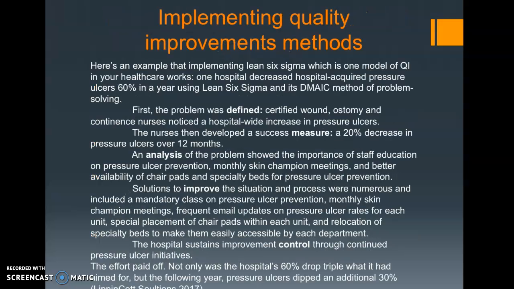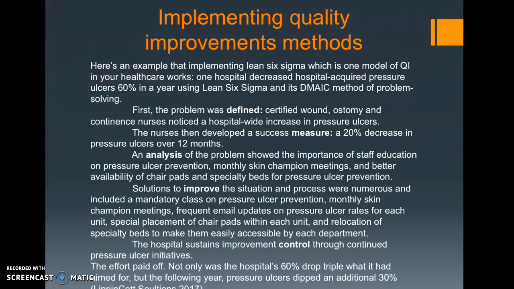Implementing QI improvement methods. There was a hospital who was trying to decrease their pressure ulcers by 60%. The method that they used was the Lean Six Sigma. The first thing they did was define the problem. They noticed that they had a hospital-wide increase in pressure ulcers. So the nurses developed a success measure, a 20% decrease in the pressure ulcers over 12 months.